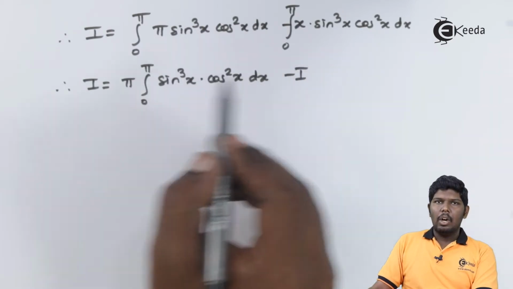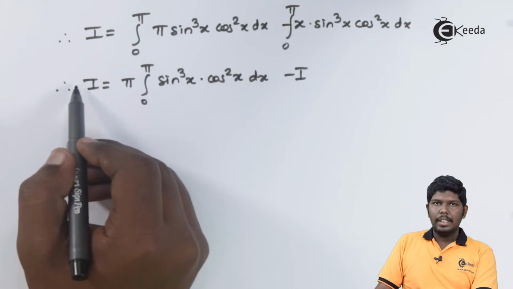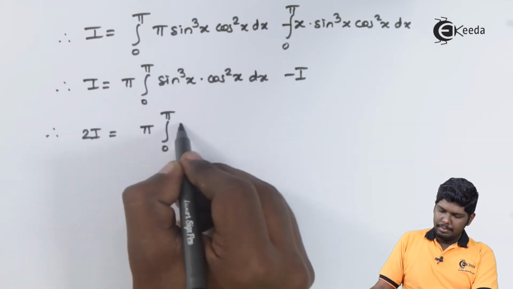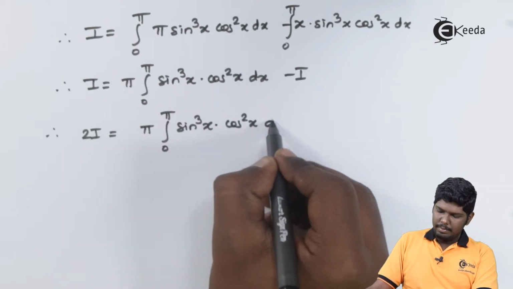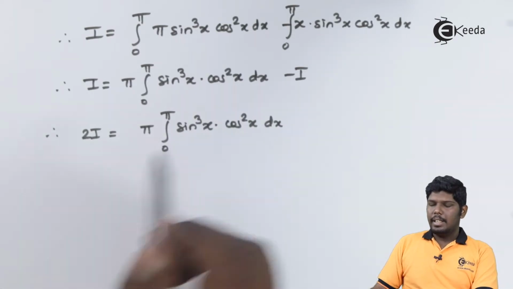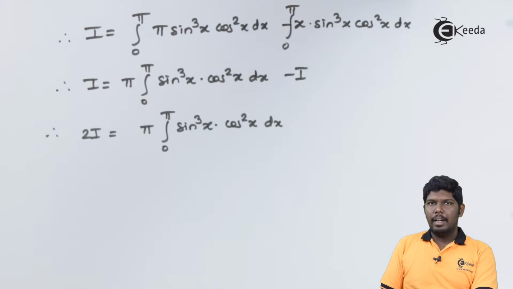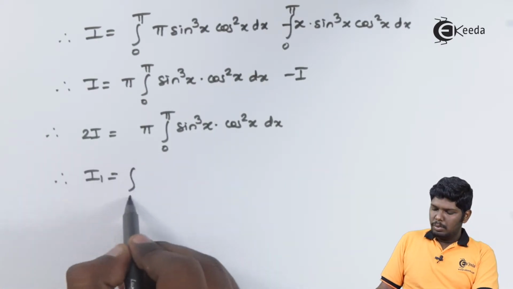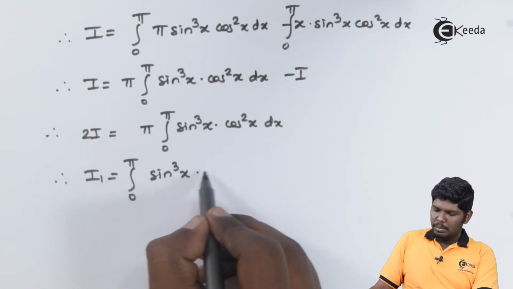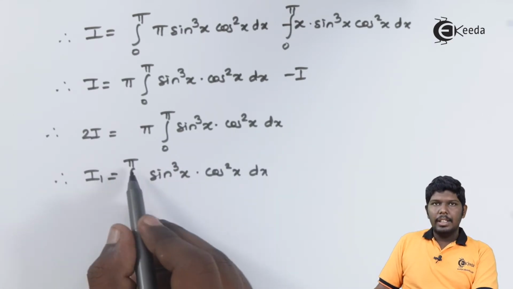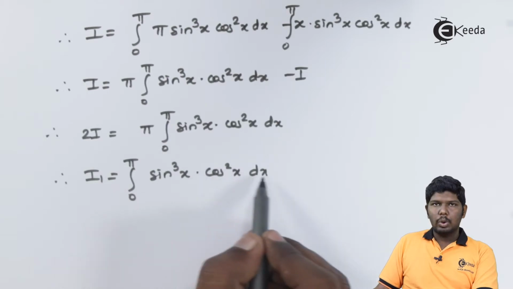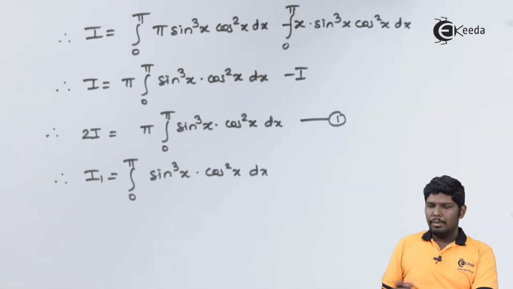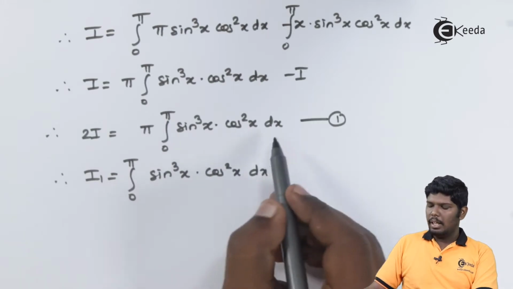If we take minus I on the left hand side, this will give you I plus I, that is 2I. Now let us take this as I1 and solve it separately. Therefore I1 is equal to integral 0 to pi sin cube x into cos square x dx. Considering the above equation as 1, as we are going to substitute the value of I1 in equation number 1 only.